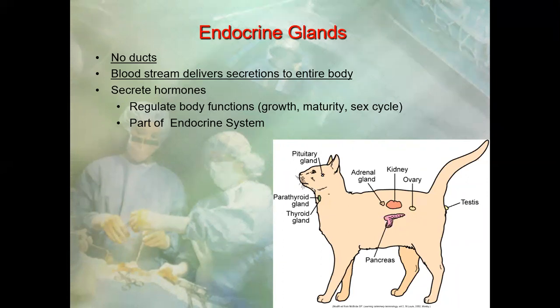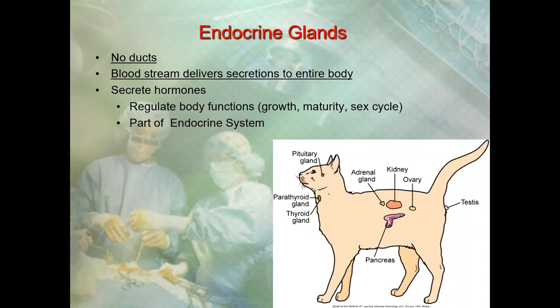You have a duct, a tiny hallway, and that's what allows the secretion to exit. Because these glands deposit their secretions directly into the blood, we don't need that. Basically, I have my gland wrapped in a bed of capillary blood vessels. Whenever it needs to secrete, the capillary blood vessels directly pick up the hormone or the secretion and deliver it to the blood.